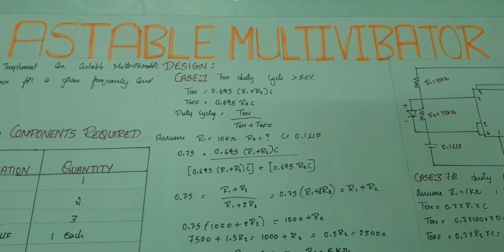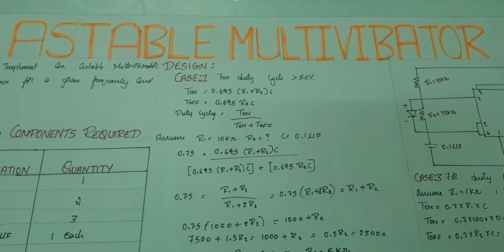The IC which is used for astable multivibrator is the 555 timer. We also call it IC 555. It is an 8-pin IC in which the configuration goes like this. Your first pin is connected to ground, second is connected to your trigger, third is the output pin, fourth is the reset pin, fifth is the control voltage, sixth is the maximum threshold voltage, seventh is the discharge, and eighth is connected to your VCC.